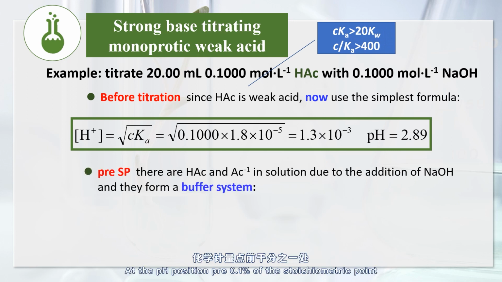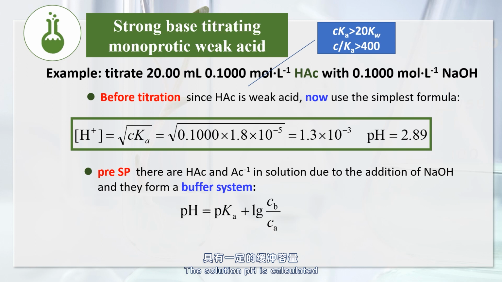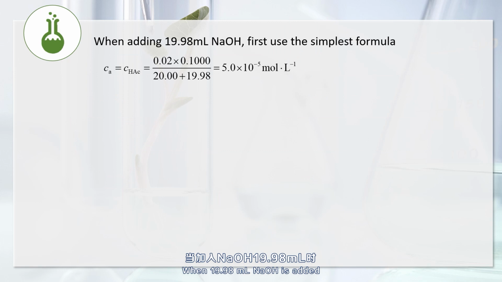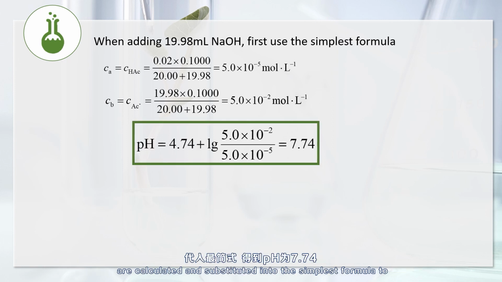At the position pre 0.1% of the stoichiometric point, the solution is a buffer system consisting of acetic acid and acetate with certain buffer capacity. The solution pH is calculated following the method of buffer solution. When 19.98 ml sodium hydroxide is added, the concentration of conjugate acid, acetic acid, Ca, and the concentration of conjugate base, acetate, Cb, are calculated and substituted into the simplest formula to get the pH of 7.74.